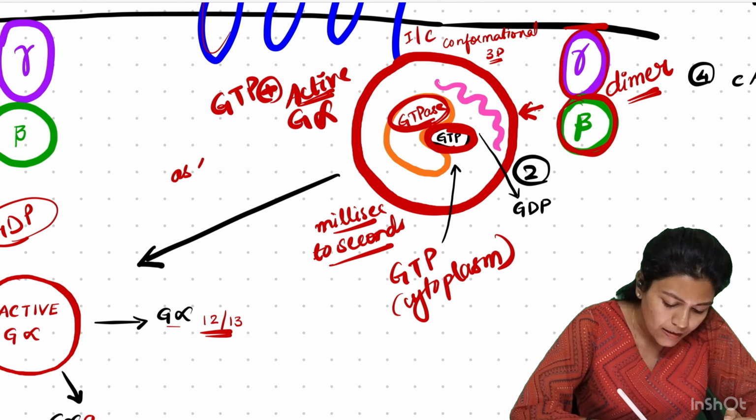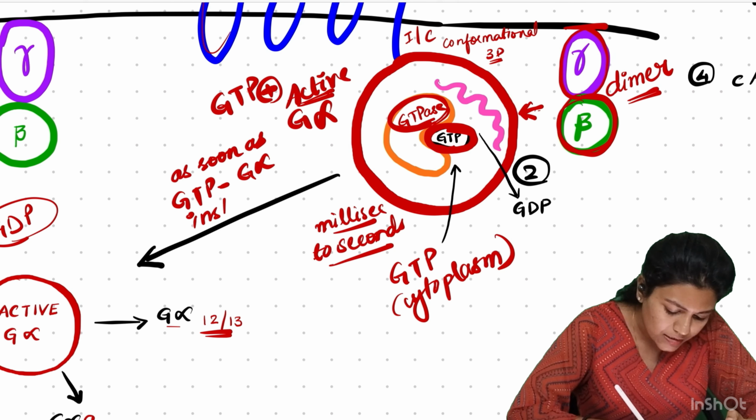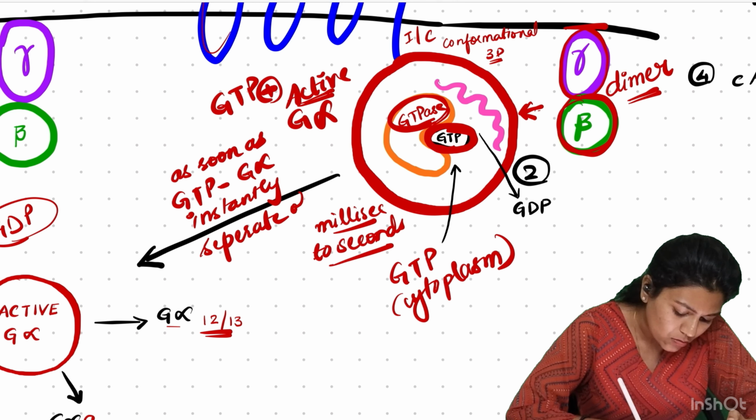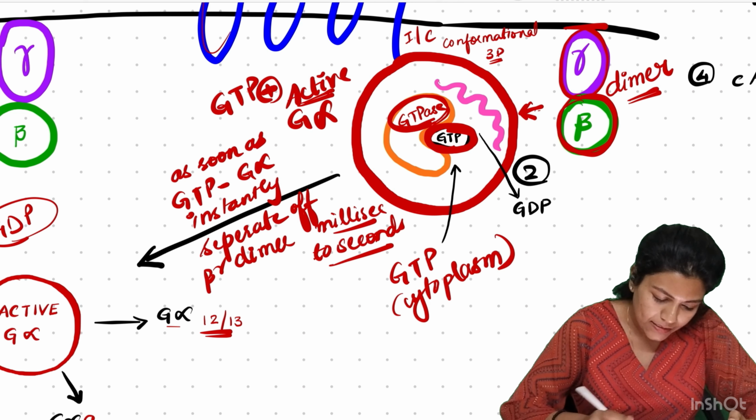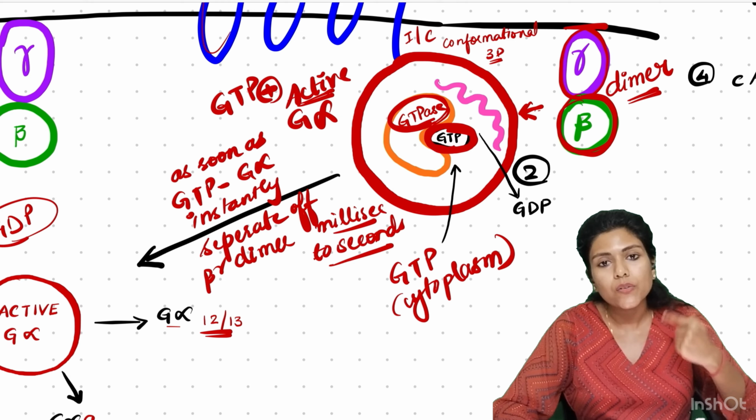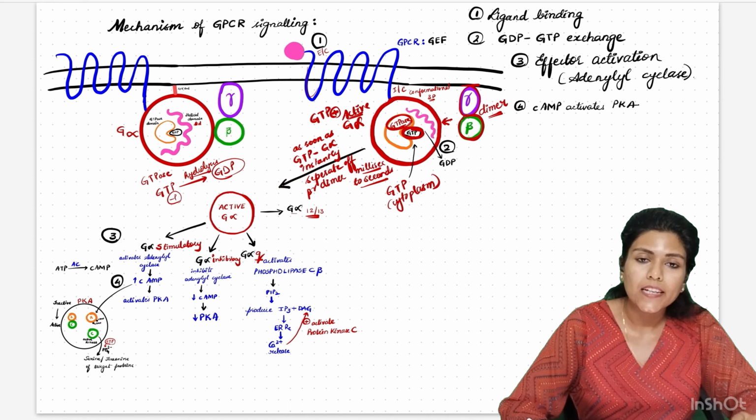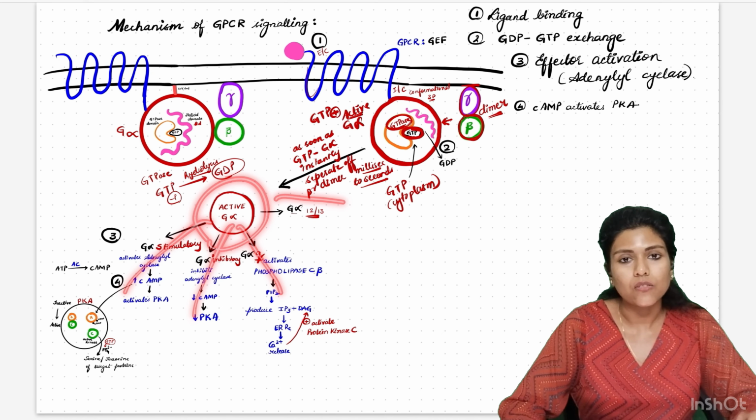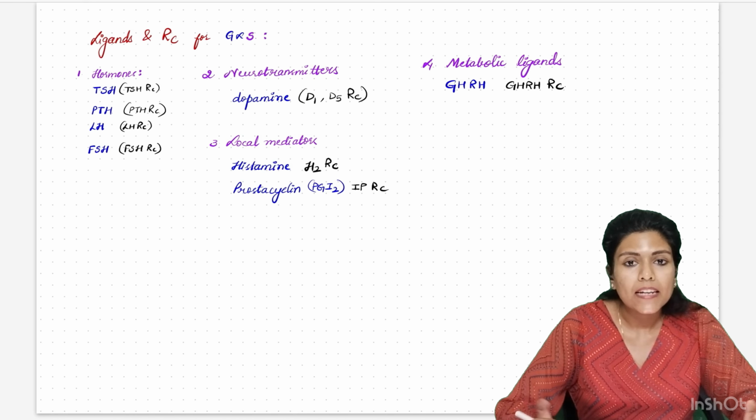As soon as GTP is bound to this G alpha, it will instantly separate off from the beta gamma dimer. And this GTPase will take time to act to hydrolyze the GTP. Within this time only, within fractions of milliseconds to seconds, the active G alpha subunit will choose the pathways to act on. And which pathway it is, is decided by the ligands and the receptors.